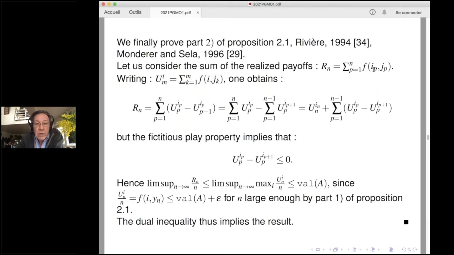So you decompose this term by looking at what you got, what j_p was getting against all the payoffs in the past, minus all the payoffs up to stage p minus one. So basically you have this. This can be written this way. And now you use the fictitious play property, which says that what you are using against the past is the best. So y_{p+1} is the best you could get, because it's the sum of the payoffs.